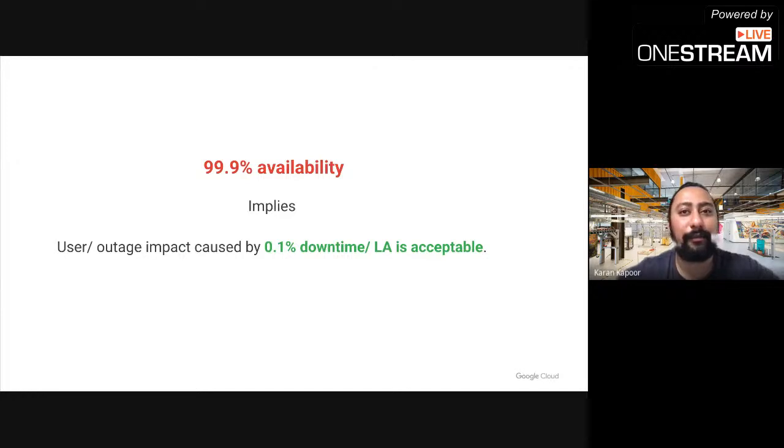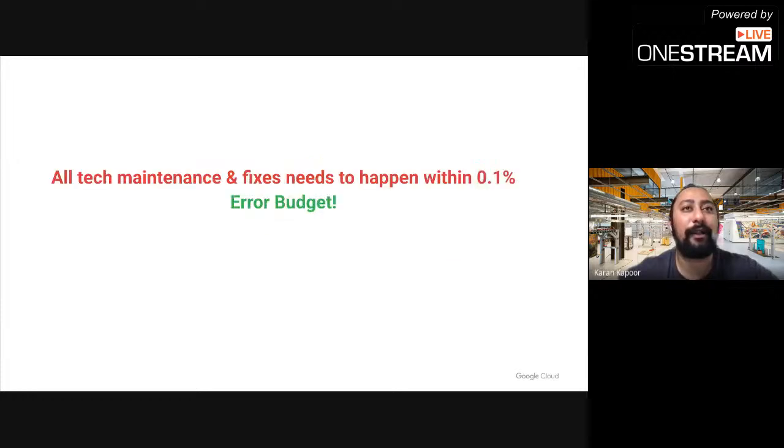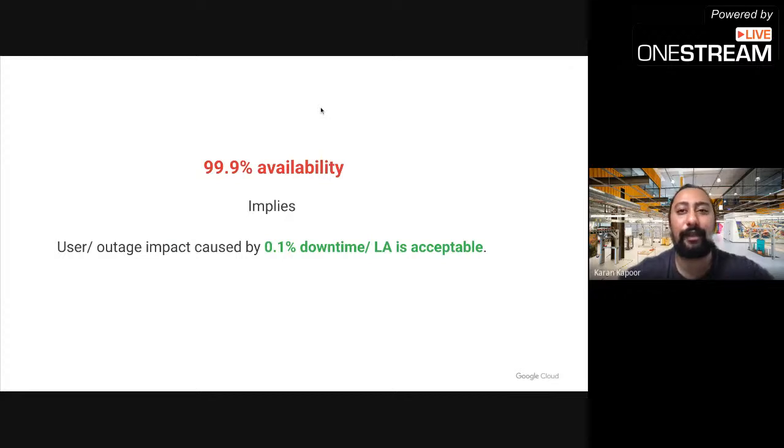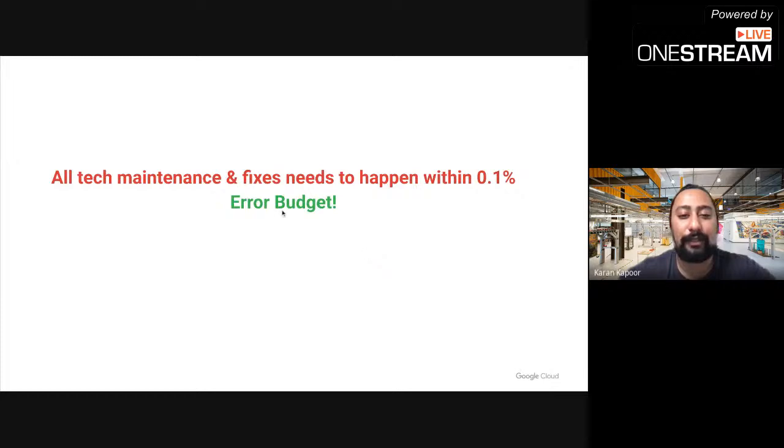This is the last bit, but I don't think I'll be delving into this now. It is about availability, and there's a simple thing that we say here at Google. It's called error budgets. This is a simple snippet of that. 99.9% availability also implies that 0.1% downtime or limited availability is actually acceptable. Right? If you flip the coin around, this is another way to look at it. Which means that the 0.1% is the budget of time that you have to do all your tech maintenance and fixes. This is known as your error budget. But that's a story for another day. This is what site reliability engineering is all about.